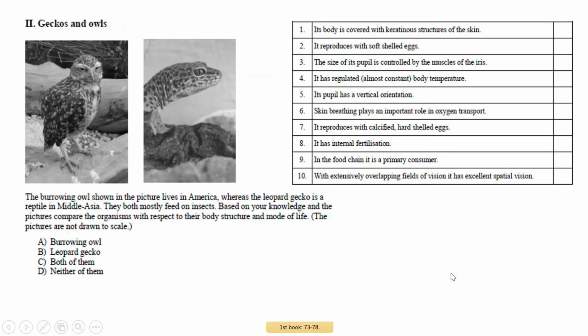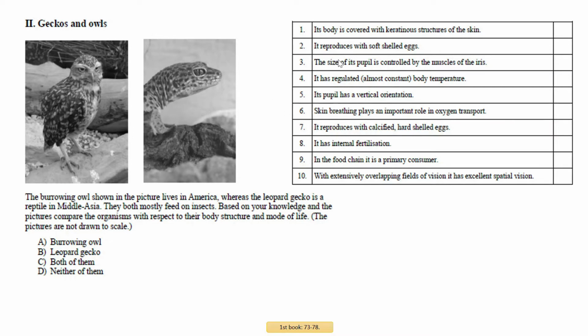Okay, second exercise. Geckos and owls. The burrowing owl shown in the picture lives in America, whereas the leopard gecko is a reptile in Middle Asia. They both mostly feed on insects. Based on your knowledge and the pictures, compare the organisms with respect to their body structure and mode of life. The pictures are not drawn to scale.